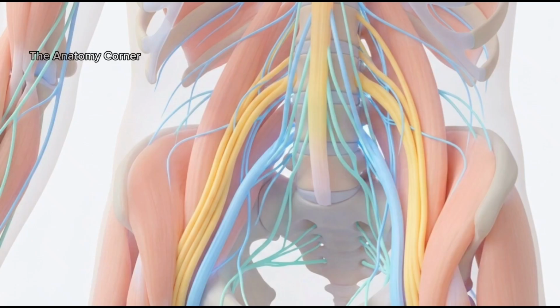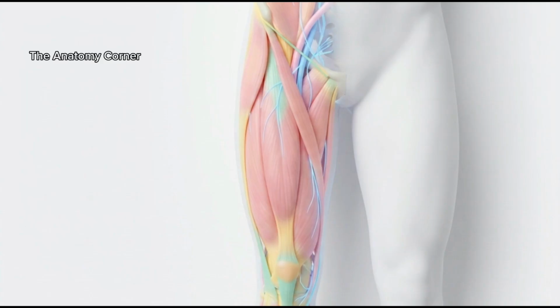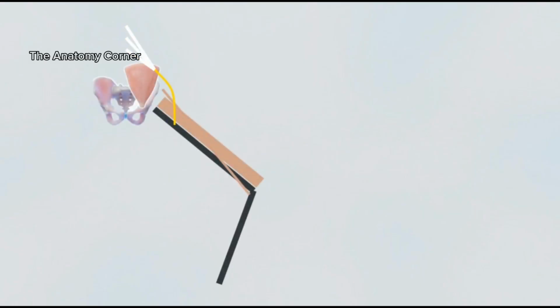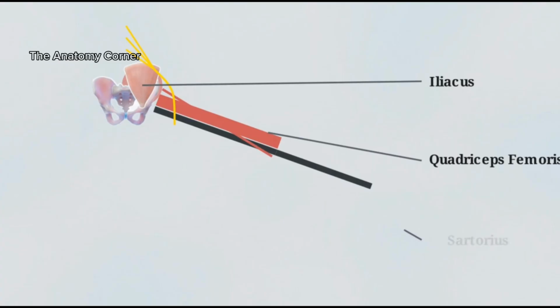This brings us to the largest branch of the lumbar plexus, the femoral nerve. Pulling thick root contributions from L2, L3, and L4, it emerges from the lateral border of the psoas and passes deep beneath the inguinal ligament to enter the thigh. The femoral nerve commands the anterior compartment of the thigh. It delivers the motor supply required for hip flexion and knee extension, driving the quadriceps femoris, the iliacus, and the sartorius.